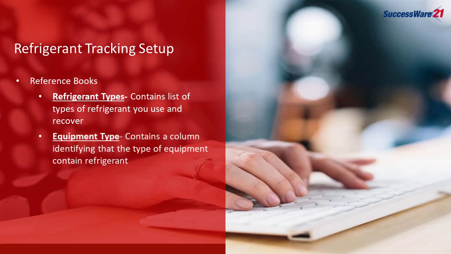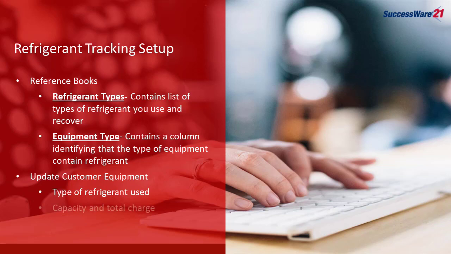There's also an addition to the equipment type table. It now contains a column that identifies whether that specific type of equipment contains refrigerant. Customers with equipment that has now been marked as using refrigerant will have to have that equipment updated to contain the type of refrigerant used, as well as the capacity and total charge of refrigerant in that equipment. You're also going to need to create usage and recovery cylinders in the Refrigerant Tracking Manager.